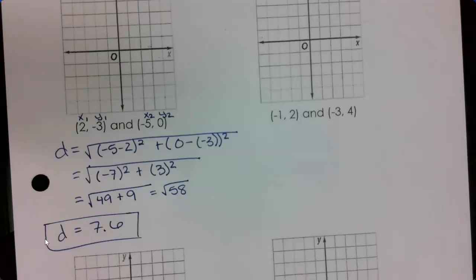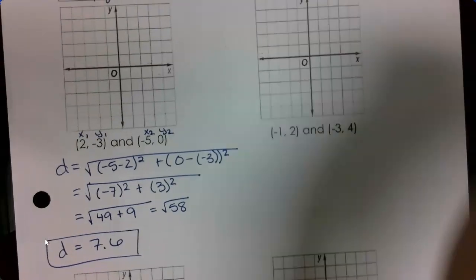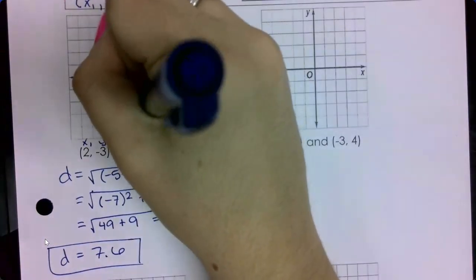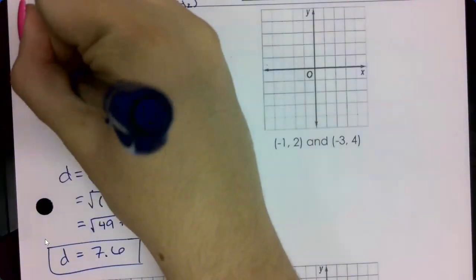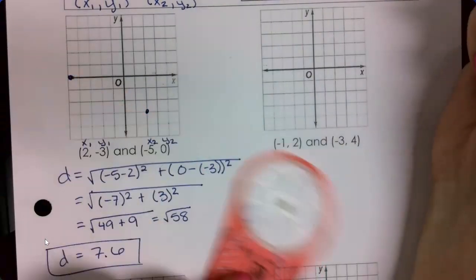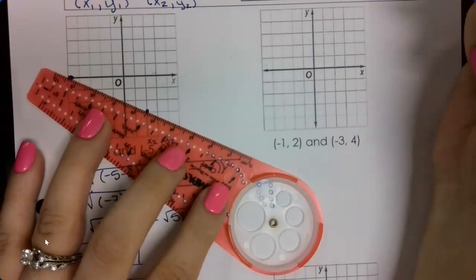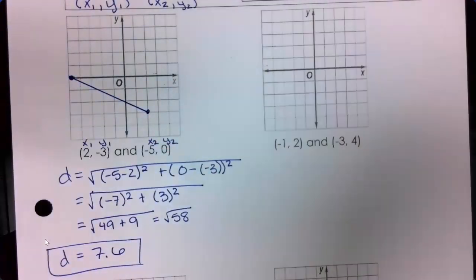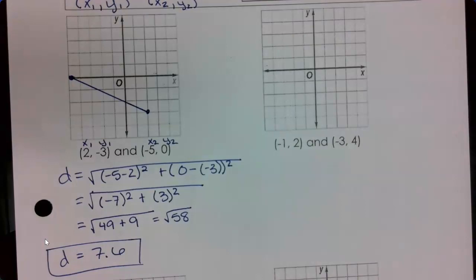Okay, so that was one way to do this. I'm going to go ahead and graph these. So I want to plot my points. I'm going to have 2, -3, and -5, 0. So then I'm going to connect these 2 points. No, you don't need a compass. I'm just using it as a straight edge. You need something straight.